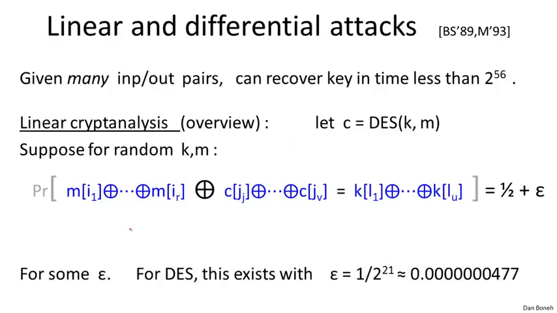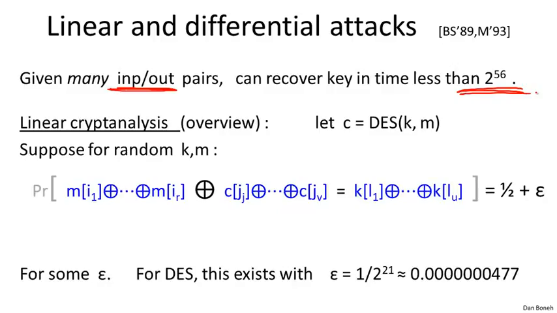Alright, so now I want to turn to more sophisticated attacks on block ciphers, and I'll particularly talk about how these attacks apply to DES. These attacks were discovered by Biham and Shamir back in 1989, and I'll particularly describe a version of the attack discovered by Matsui in 1993. The goal here is, given many input-output pairs, can we recover the key better than exhaustive search? Anything that runs better than exhaustive search already counts as an attack on the block cipher.